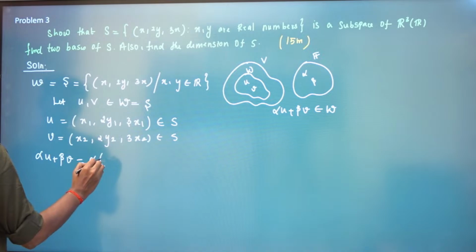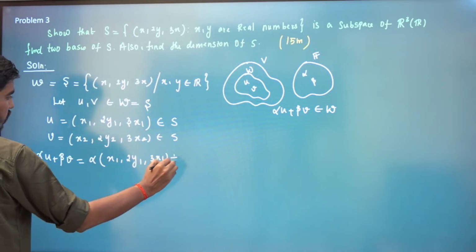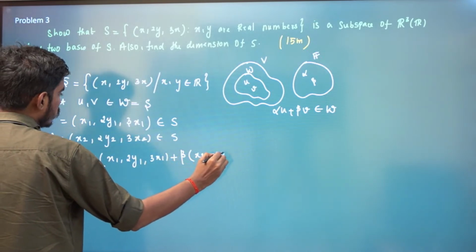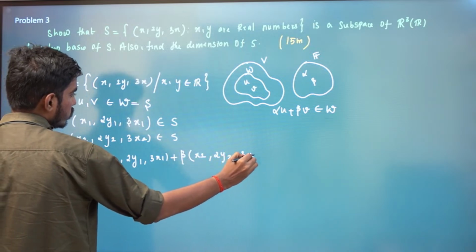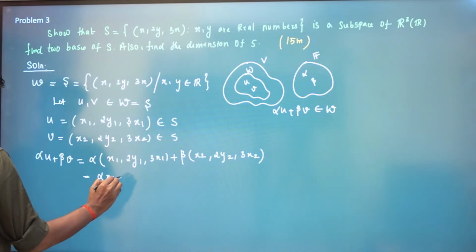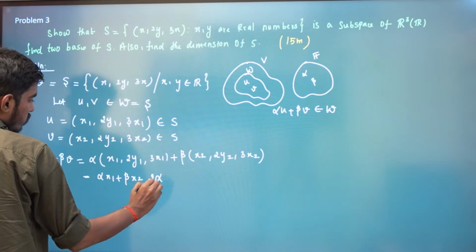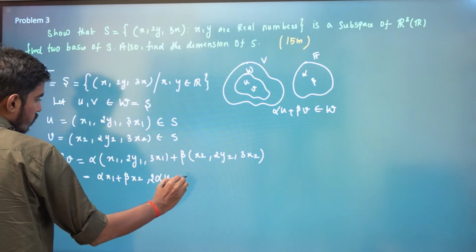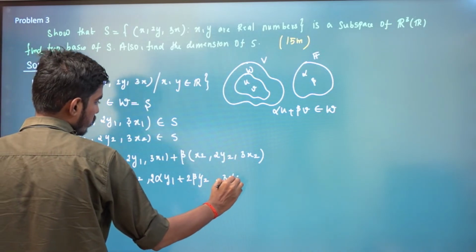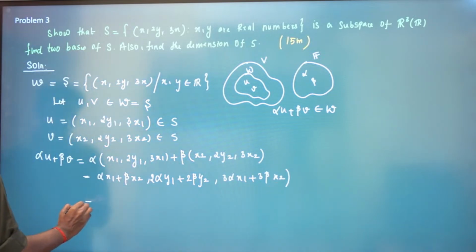Now we will find alpha u plus beta v. So alpha times u, so u is (x1, 2y1, 3x1), plus beta times v, (x2, 2y2, 3x2). So this is (alpha x1 plus beta x2, 2 alpha y1 plus 2 beta y2, 3 alpha x1 plus 3 beta x2), right?